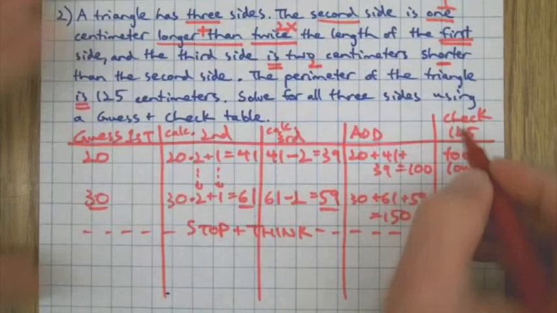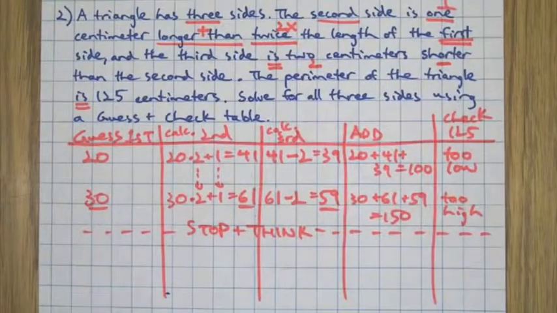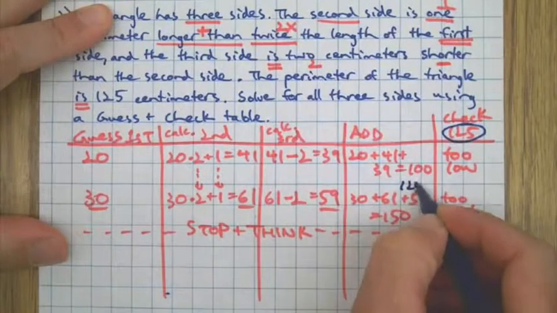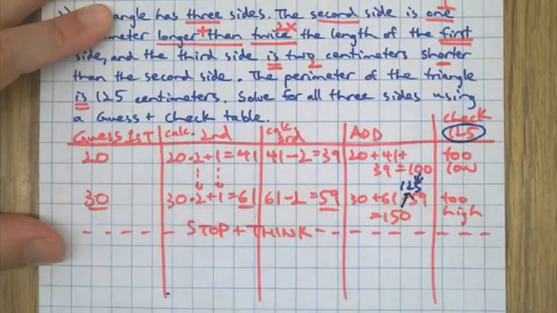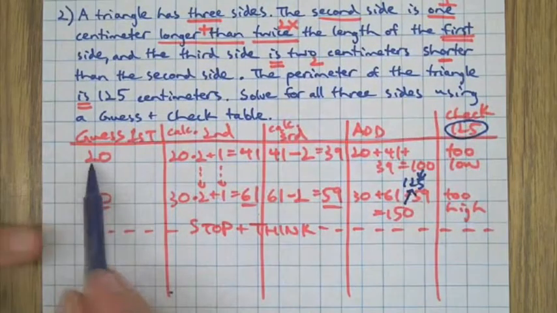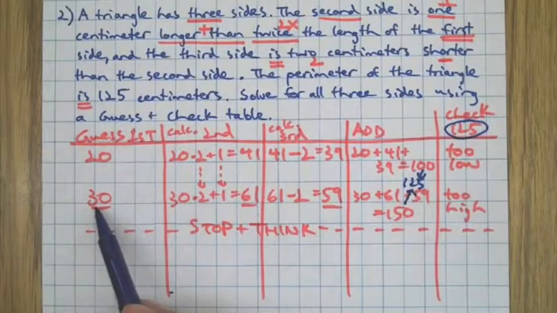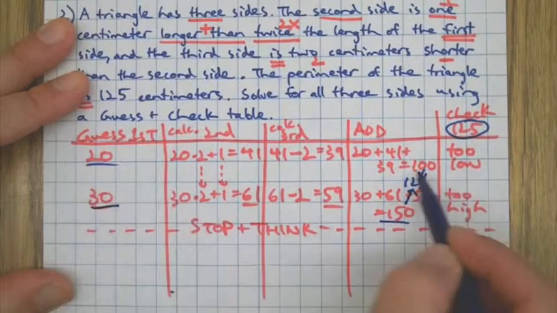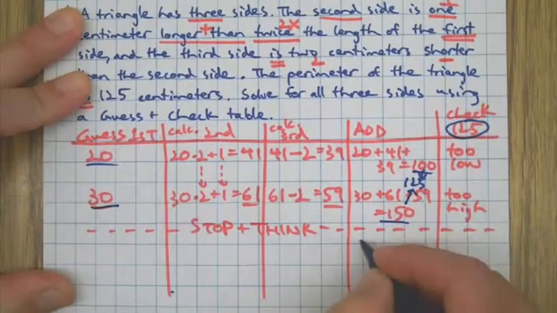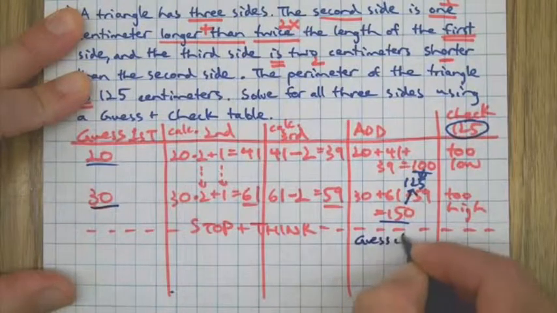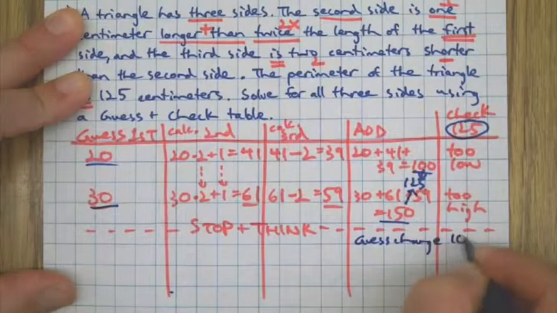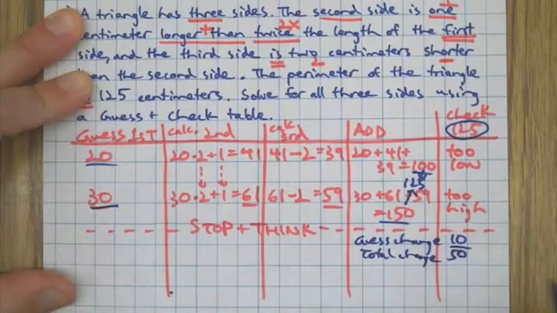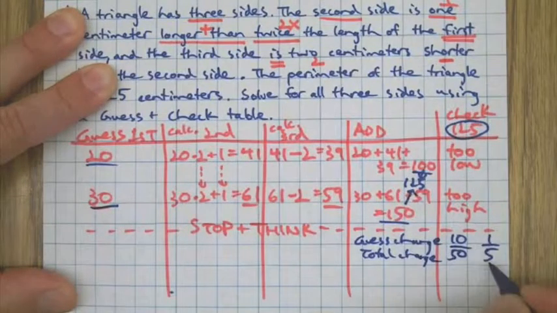The check, I'm going to go back to the blue pen so you can see this. I just noticed that that's halfway in between my two guesses, right? My first guess of 20 got me to 100. My second guess of 30 got me to 150. Okay, so even though I could say my guess changed by 10, total change was 50. So I can see a ratio of change here of 1 to 5.